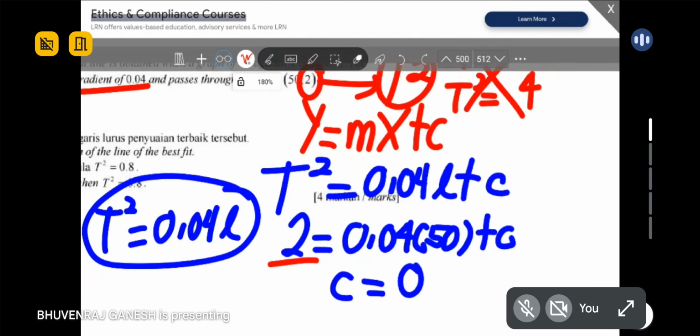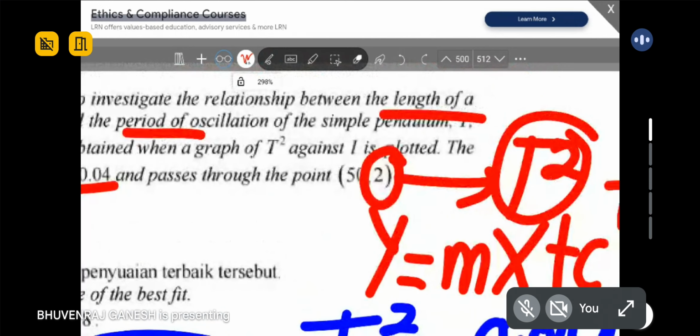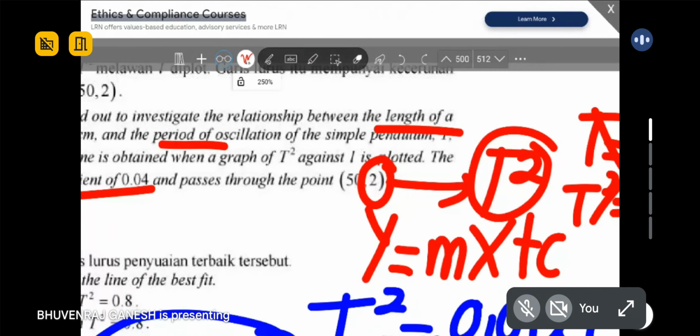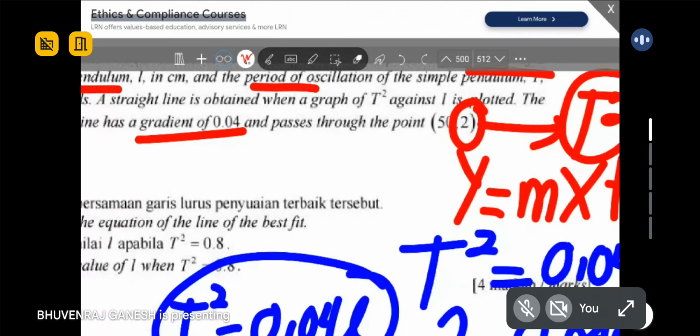Because whenever you plot a graph, the point is based on the axis. The point is based on the y-axis and x-axis. So if they tell you the point is 2, it means that 2 represents T square. Understand? Automatically it follows the y-axis and x-axis.